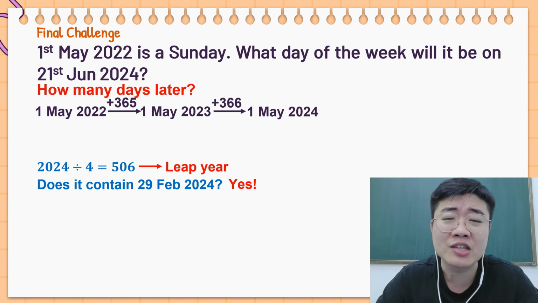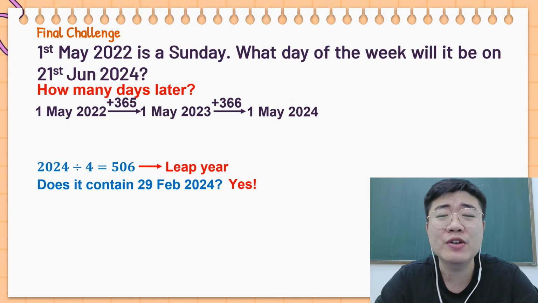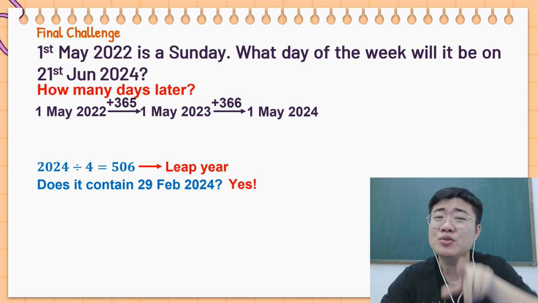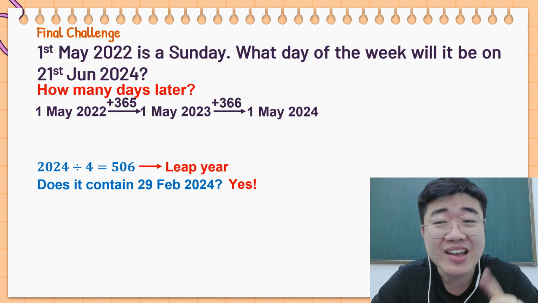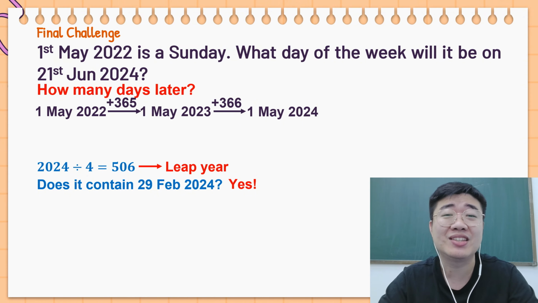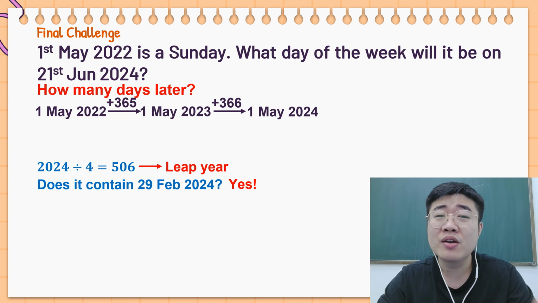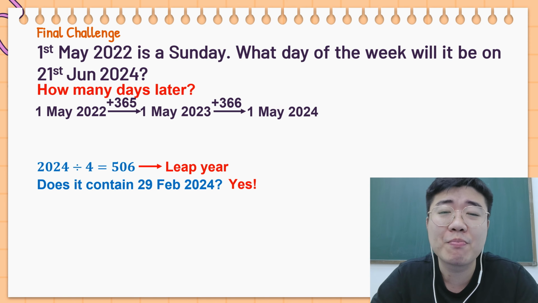After knowing this, the next step, let's check 1st of May 2024. Are we going to check all the way to the next year? No, everyone, we have to take note. It's only 2024, not until 2025. So then, we move on to check month by month.